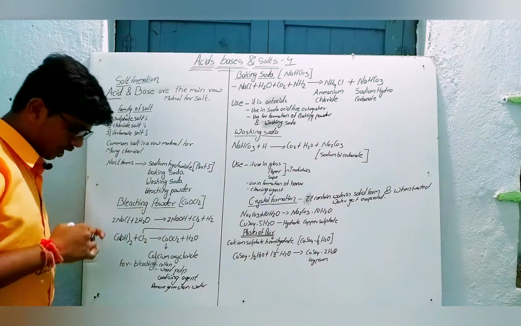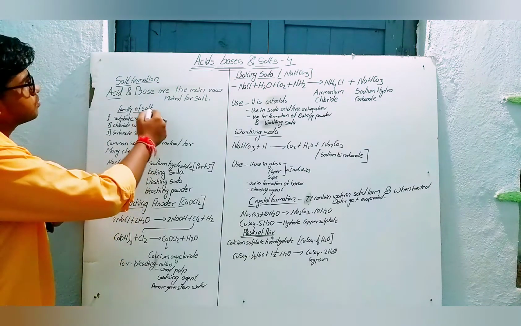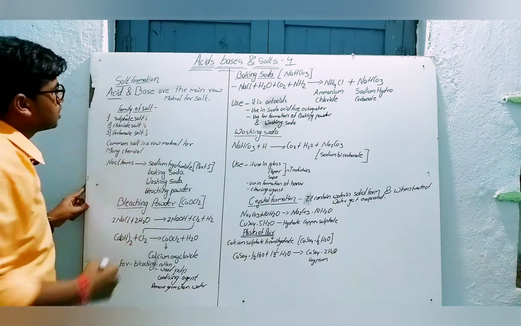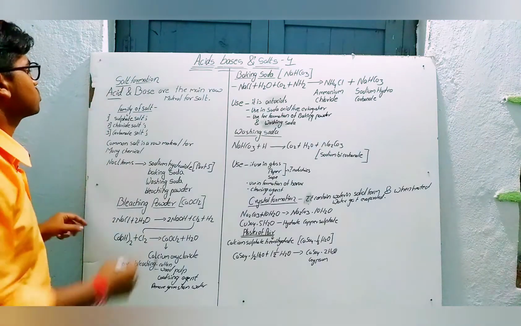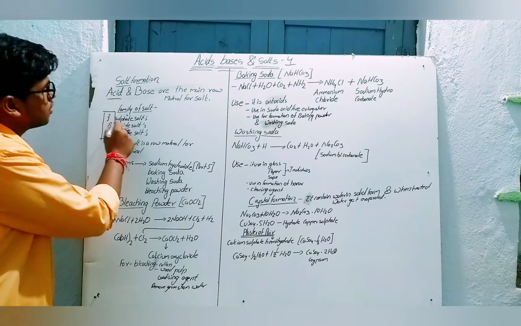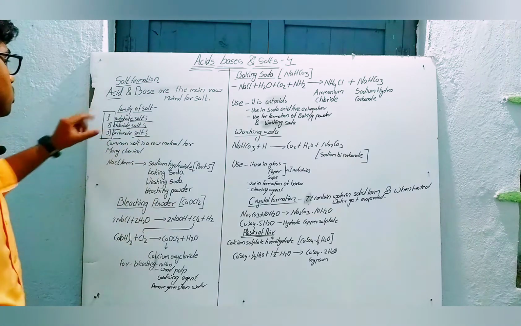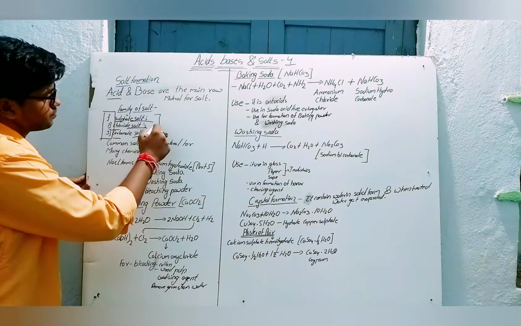So first, before we start to make the salt, we will study some knowledge about salts. There are three families of salts: sulfate salts, chloride salts, and carbonate salts. So these are the three types of salts.